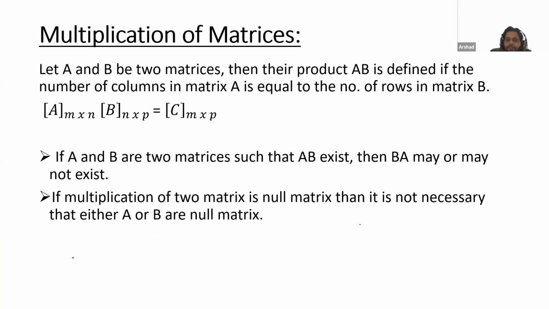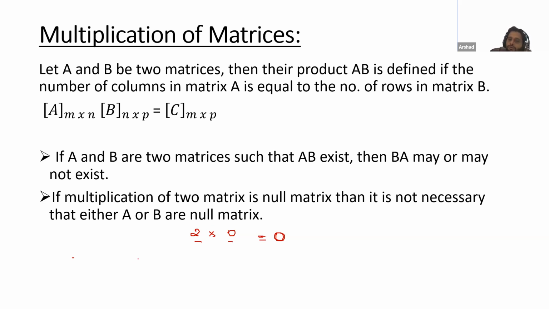Next point is, if the multiplication of two matrices is a null matrix, then it is not necessary that either A or B is a null matrix. What's the meaning of this? Suppose we have two real numbers. We multiply these two numbers and we get zero. If the first number is 2, then the next number is 0. So for real numbers, it is necessary that one of the numbers should be 0. Then only you will get a 0 in the end.